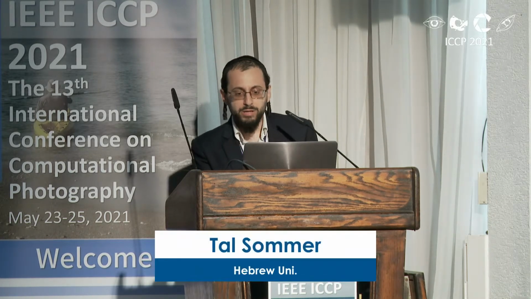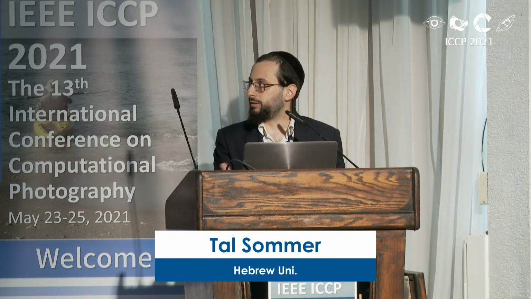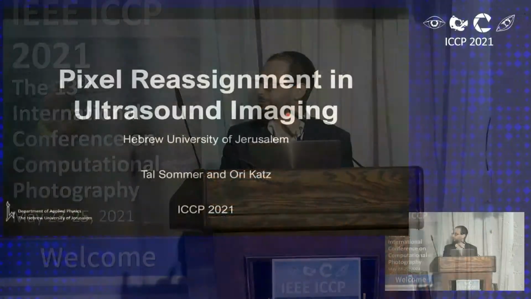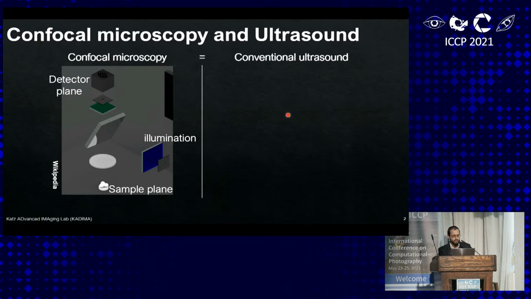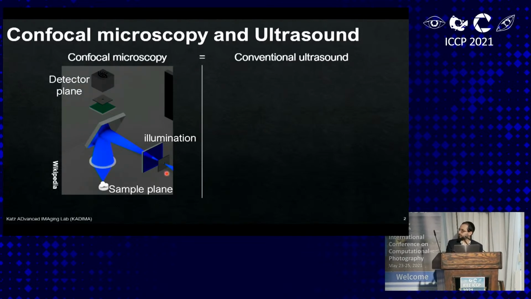Okay, hello. My name is Tal, and I'm from Ori Katz's lab at the Hebrew University. I'm going to talk to you about how we utilized a super resolution method from fluorescence microscopy and implemented it in ultrasound imaging. We won't dive into ultrasound yet. Just say that conventional ultrasound is, in fact, a method of confocal imaging. In confocal microscopy, we focus illumination in the sample plane into a spot, and the detection is also focused into the same spot. Using that, we scan the sample plane and form an image.